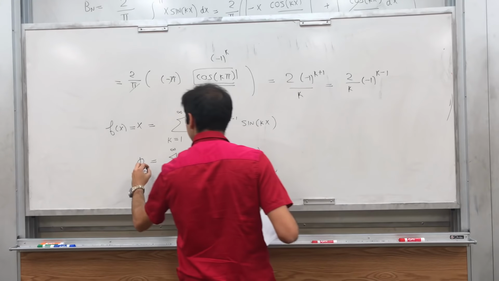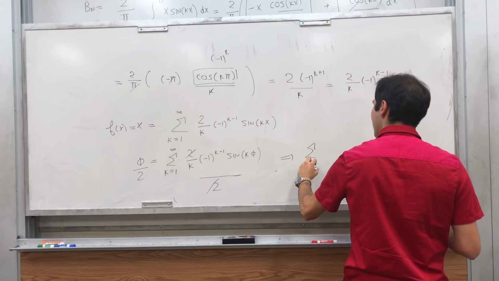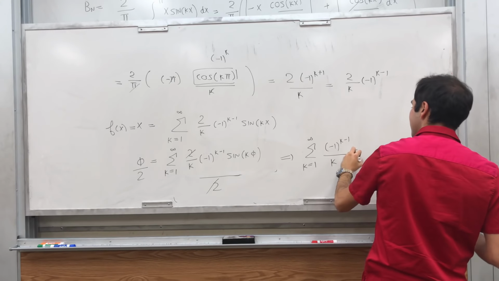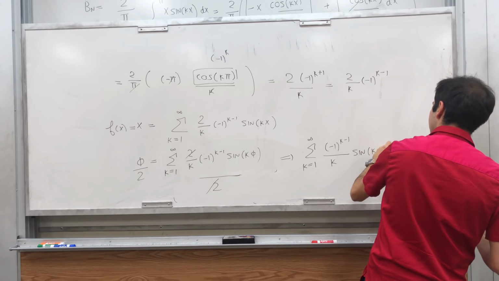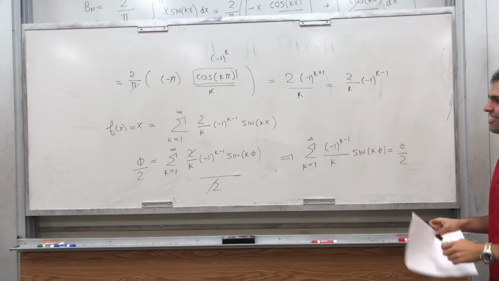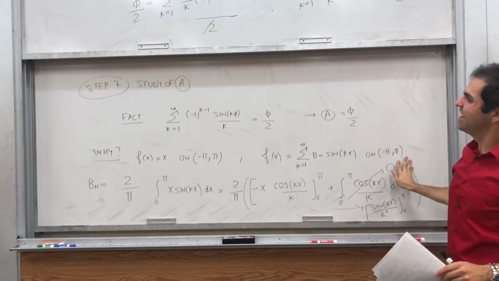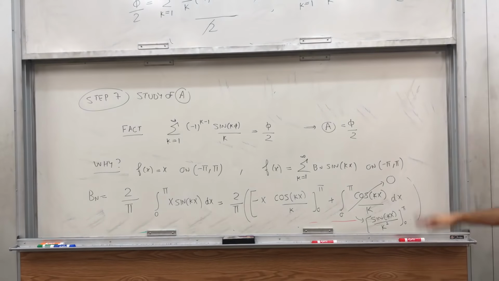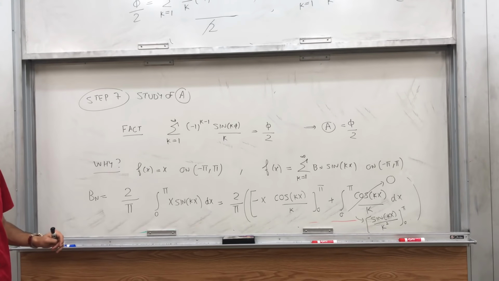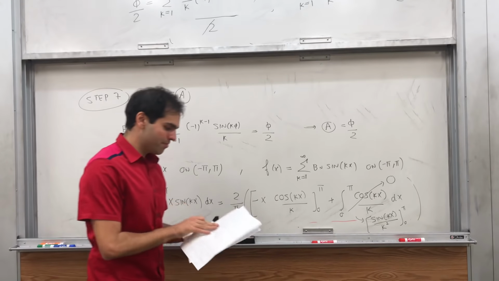And then lastly, just divide both sides by 2. The 2's cancel out, and you're left with the sum from k equals 1 to infinity of minus 1 to the k minus 1 over k times sine of k phi equals phi over 2. Let's double check if it's the same thing as we wanted. Drum roll, and ta-da! This is the beautiful thing about Fourier series. It gives us beautiful series like that. If you sum up those sine k phis, then you do get phi over 2.